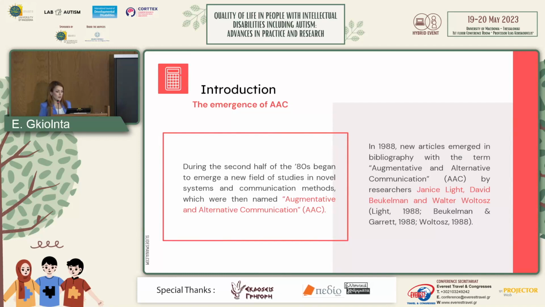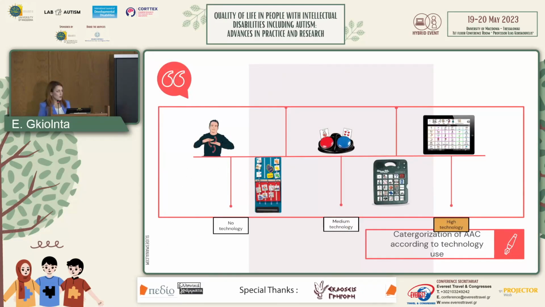During the second half of the 80s a new area of science research began to emerge, which is called augmentative and alternative communication. It's called AAC also. In 1988, new articles emerged in bibliography with this term, and the researchers Janis Light, David Beukelman, and Walter Wolters began to publish their research. And now I'm showing you the main categorization of AAC.